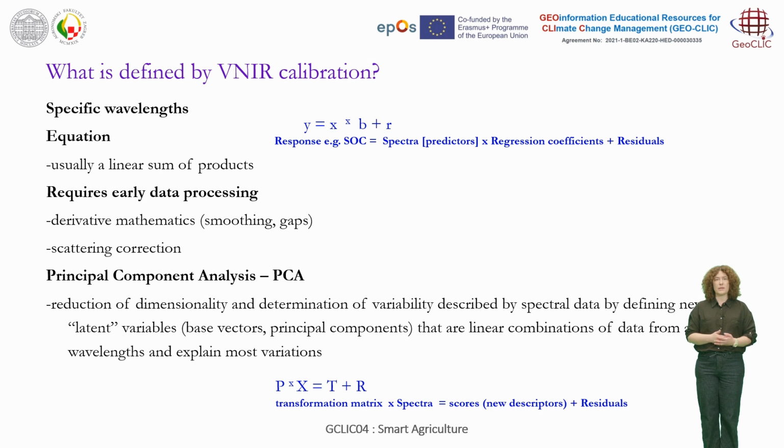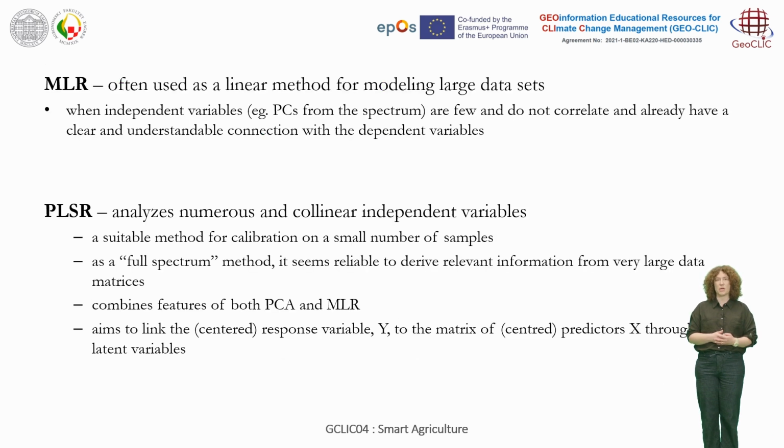Principal component analysis in a near-infrared calibration process is very important because we want to reduce the dimensionality of the data. Variability described by spectral data can be calculated through extracting new latent variables or principal components that are linear combinations of data from all wavelengths and explain most variations. Multiple linear regression is often used as a linear method for modeling large data sets in cases where we have already defined principal components from the spectrum, there are few of them, they do not correlate between themselves, and we can see that this relationship is really linear.